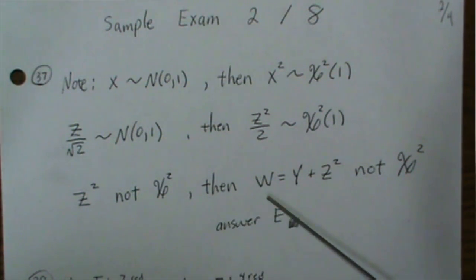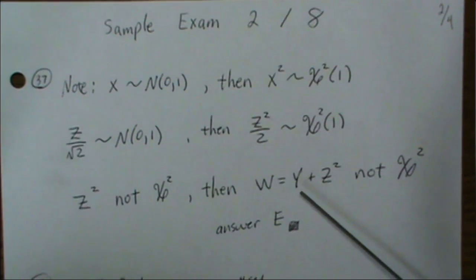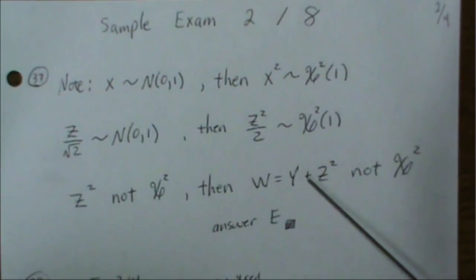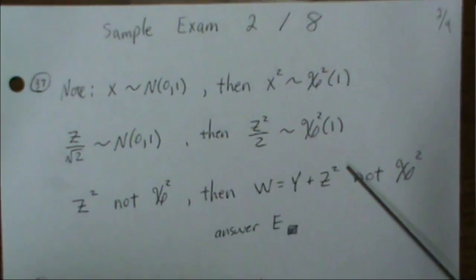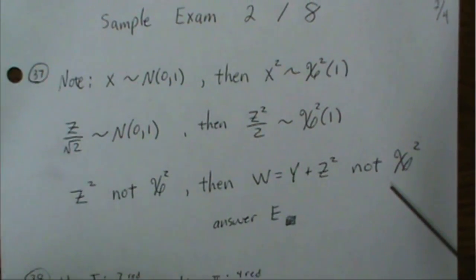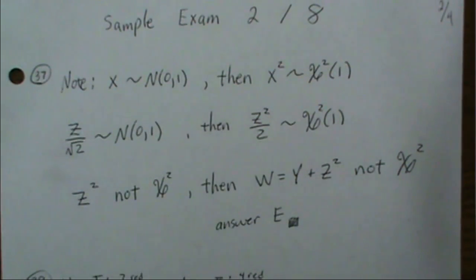Okay, so if w is a chi-squared with 2 degrees of freedom plus something that's not a chi-squared, then w is not a chi-squared. So the answer is E.